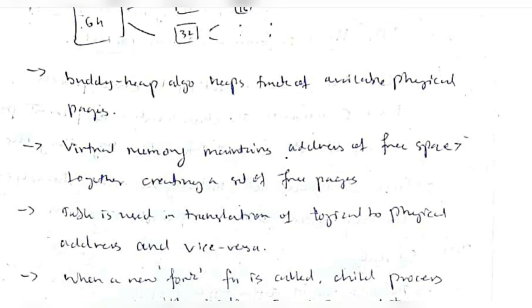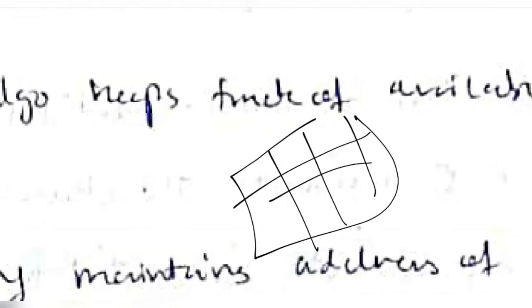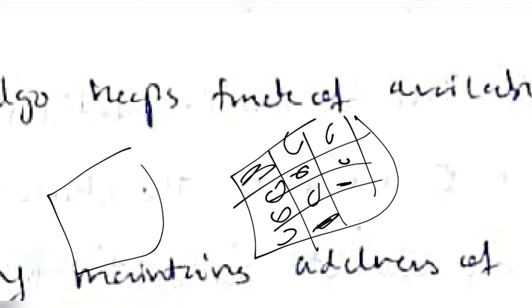Virtual memory maintains the addresses of free space together for creating a set of free pages. So see here, what does this mean? This is the memory, there are many spaces here, some are empty, some are not empty. So what does virtual memory do? It will select all the empty spaces and make a single page. It will look like a single page, but it will be a mixture of many pages.